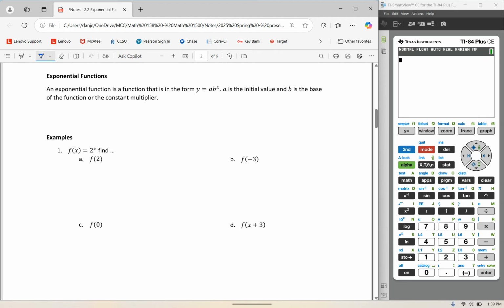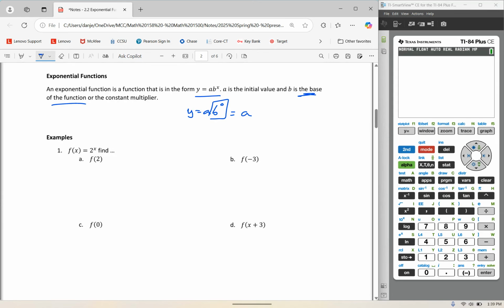An exponential function is anything that can be written in the form of y equals a times b to the x. A is the initial value. The reason that a is the initial value is that's the value when x is 0. And like we set up above, b to the 0 is 1, so that would just be a. A is the initial value. Okay? B is what we call the base of the function, or the constant multiplier. That's what we consistently multiply by.